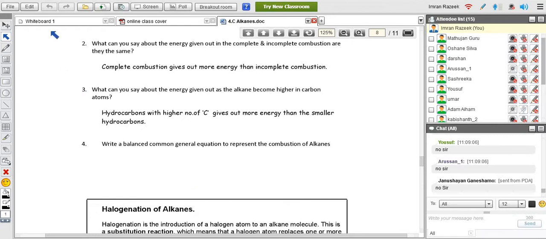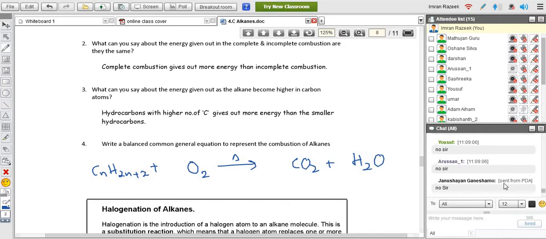Let us try to write a common balanced general equation to represent the combustion of alkane. So this is alkane, the common general equation. Oxygen gives carbon dioxide plus water. Can you please balance this equation in terms of n? I'll just give you a minute to balance this equation in terms of n. Yeah, start.